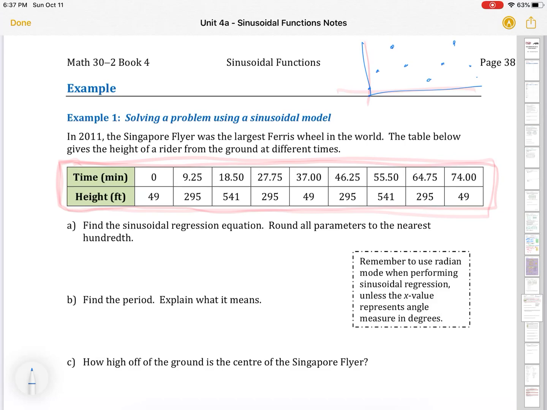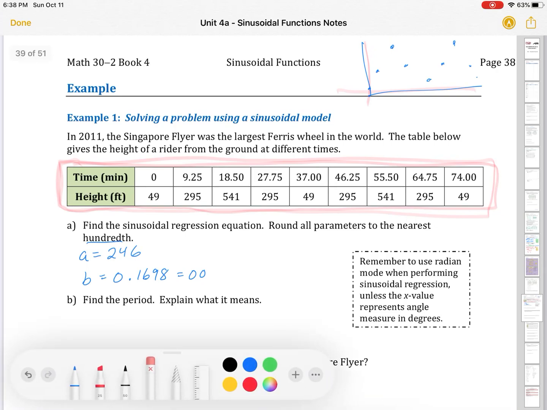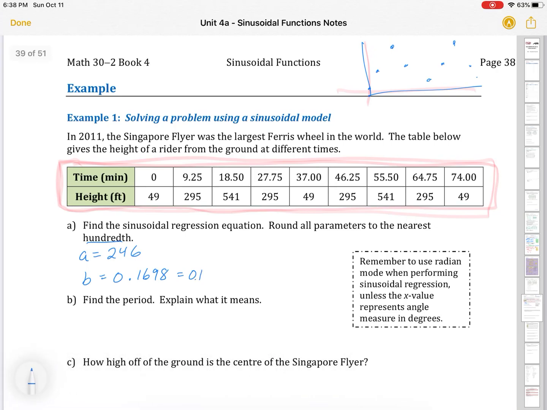Now that you have that, we want all the parameters that you've located. So you should get A is equal to 246, B is equal to 0.1698, and it says round to the hundredths, so we can say 0.17. C is equal to negative 1.5707. We'll round that to negative 1.57. And D is equal to 295. Okay?